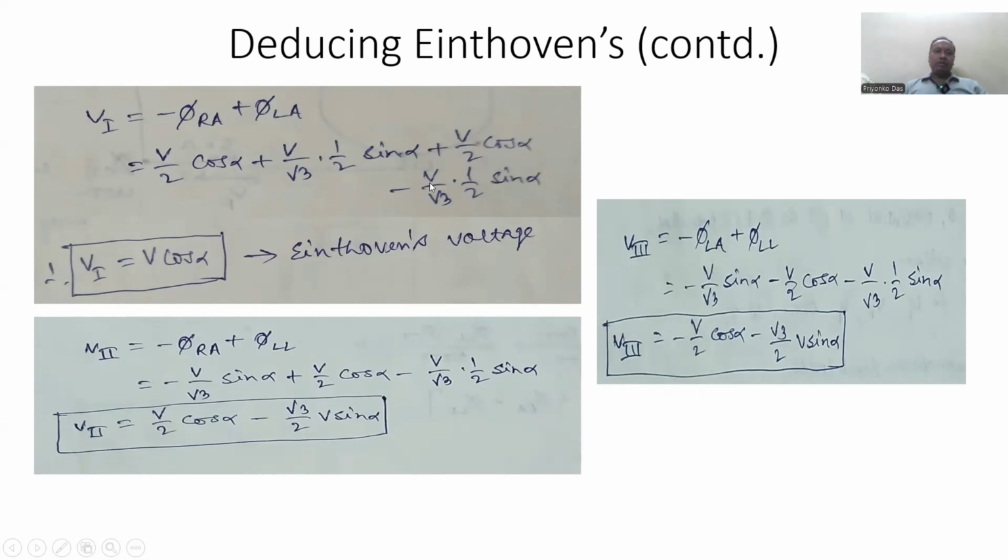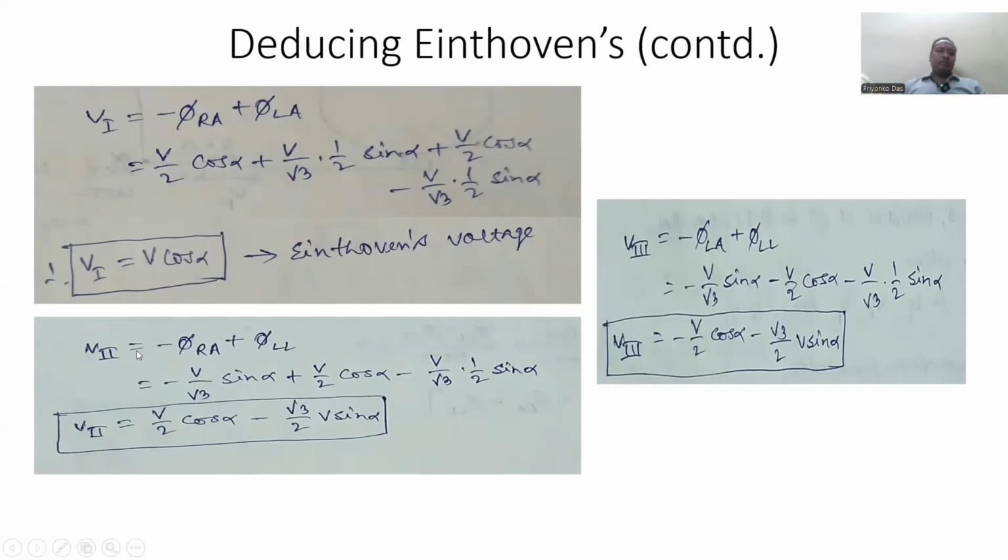So after simplification, the expression becomes V1 is equal to V cos alpha, which is nothing but Einthoven's voltage, achieved from Wilson's centric dipole model.